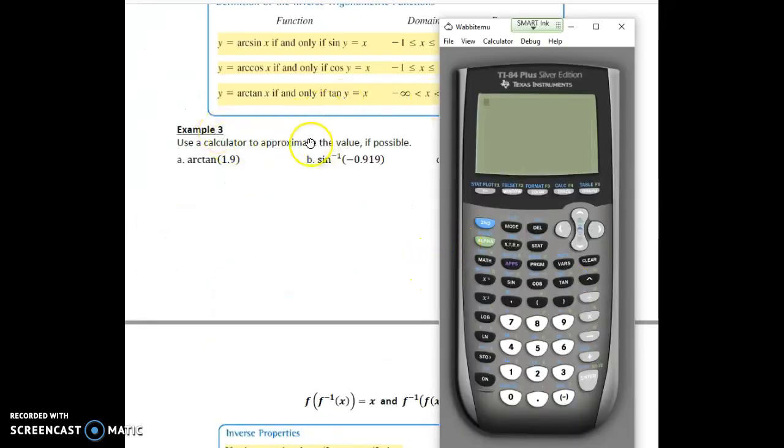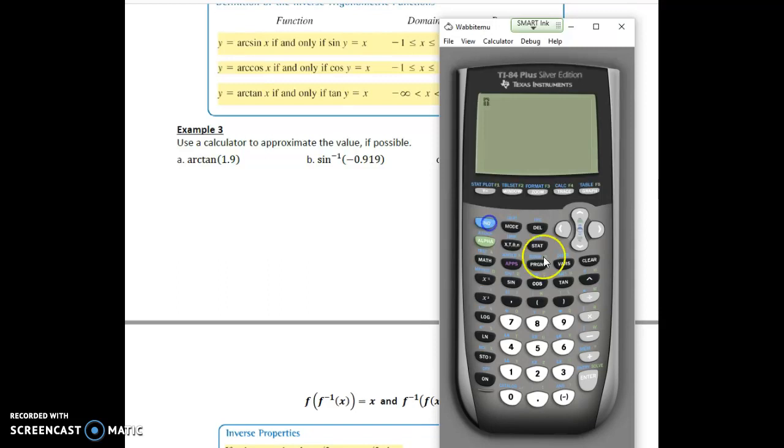Now let's take a look at example 3. We have to use a calculator to approximate the value if that is possible. We're asked to find the arctangent of 1.9, or we're looking for an angle whose tangent is equal to 1.9. Note that 1.9 is in radians, so the first thing you need to do is make sure that your calculator is in radian mode. So when you click mode, make sure it is in radian. If that is the case, then you are ready to evaluate this.